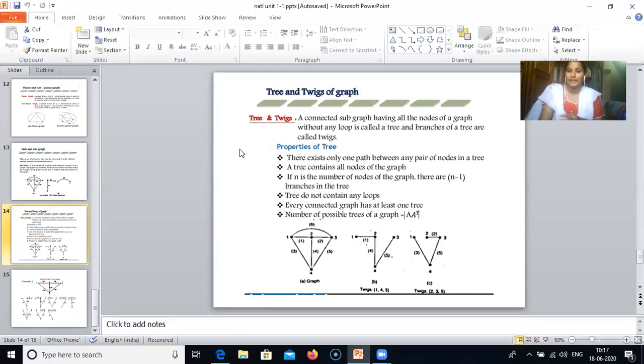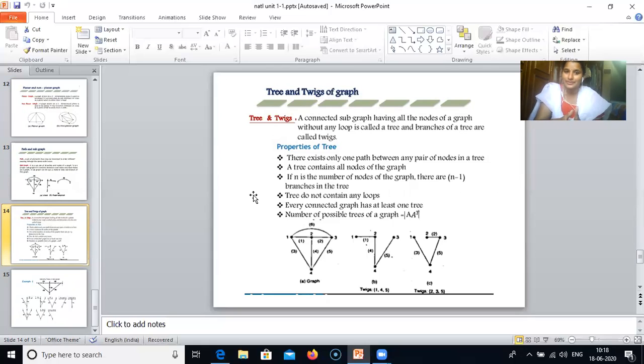Tree and the twig of a graph. So what is a tree? Tree means tree is also a subgraph. Okay. The difference between normal subgraph and tree is that for the tree, there will be same number of nodes as that of the main graph. Normal subgraph can have less number of nodes than that of the main graph and less number of branches. But tree is different. Same number of nodes as that of the main graph.